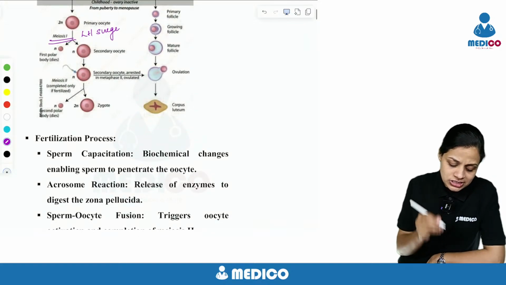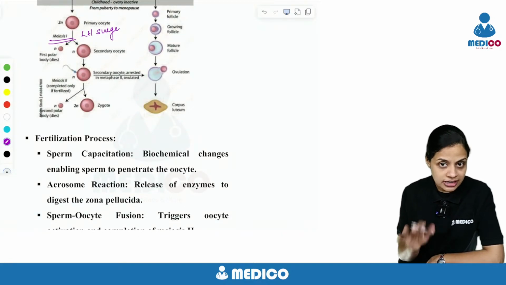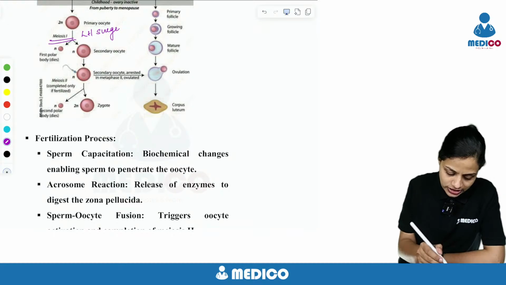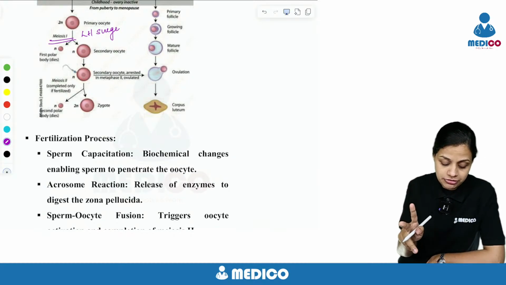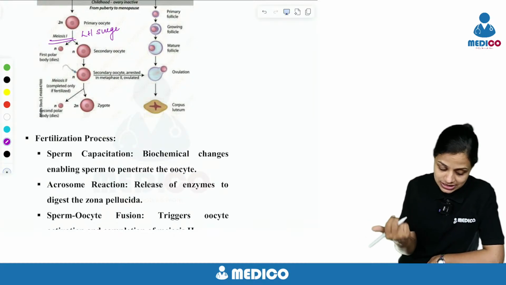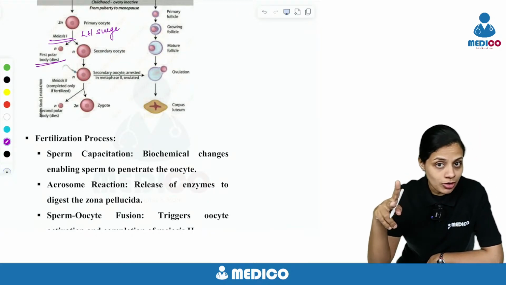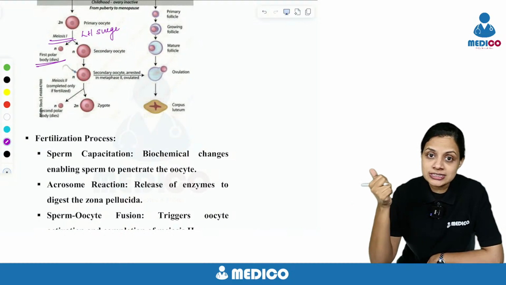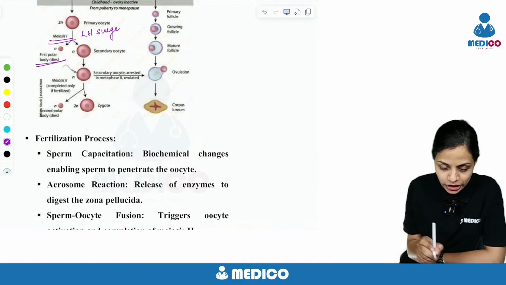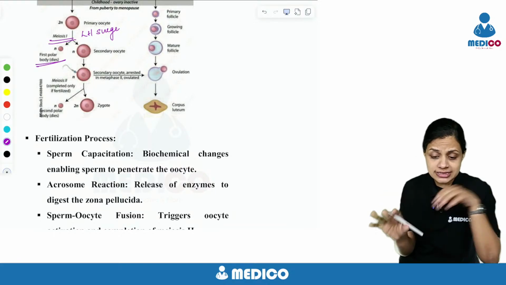So when meiosis 1 is completed, as you know, this is a reduction division. As meiosis 1 is completed, there are two things that are formed. One is a secondary oocyte, which is haploid, and the first polar body. There are two polar bodies released in oogenesis. The first one is released at the time of ovulation. Okay, I hope this is clear to you?